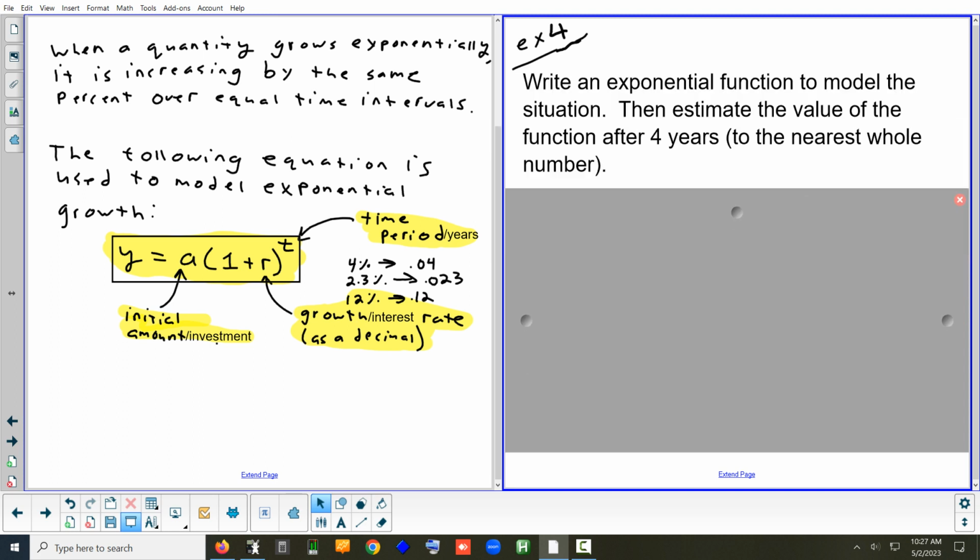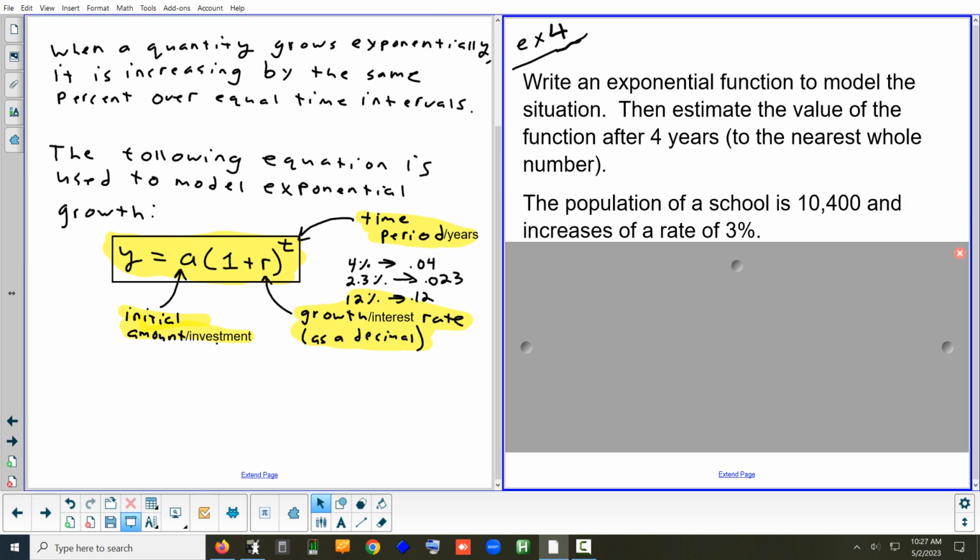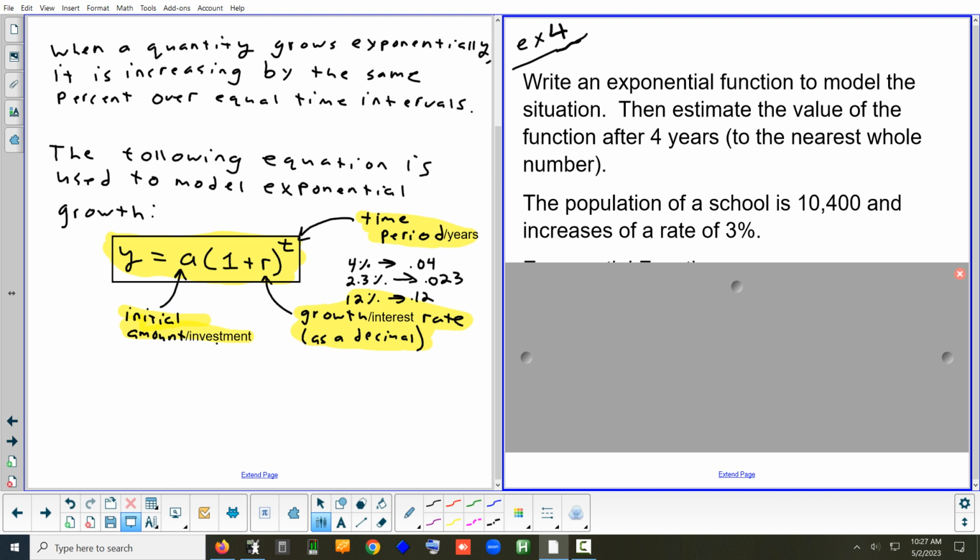All right, and this one, I think you already have written. It says, write an exponential function to model the situation. Well, this is the formula for an exponential function, so we're going to use this again. And then it says after you write your formula, we're going to use it to estimate a number after 4 years. Like in the problem we just did, we estimated it at 5 years. Well, this one they want us to do 4 years. It says the population of a school is 10,400, and it's growing at a rate of 3%.